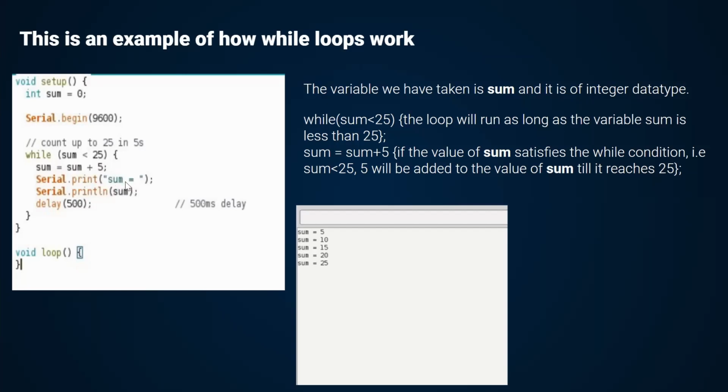So it prints the sum, and delay means that after every 0.5 seconds, the output will print. So the sum starts from 5. It can start from anything, but since we have started from 0, it's starting from 5 here, and it ends at 25. It will not exceed it anymore. Did you understand?